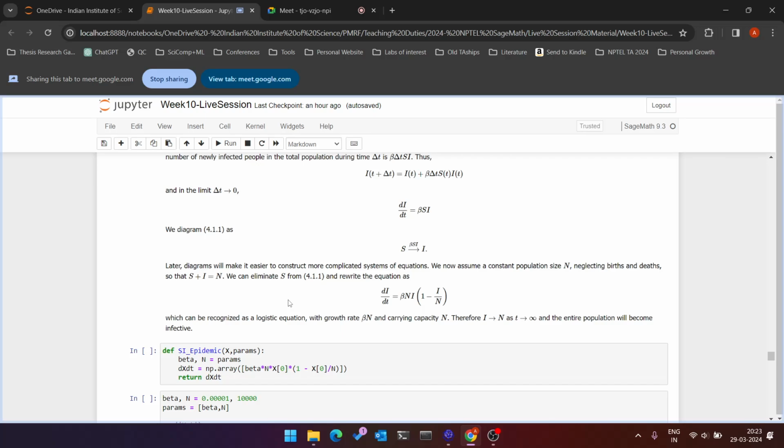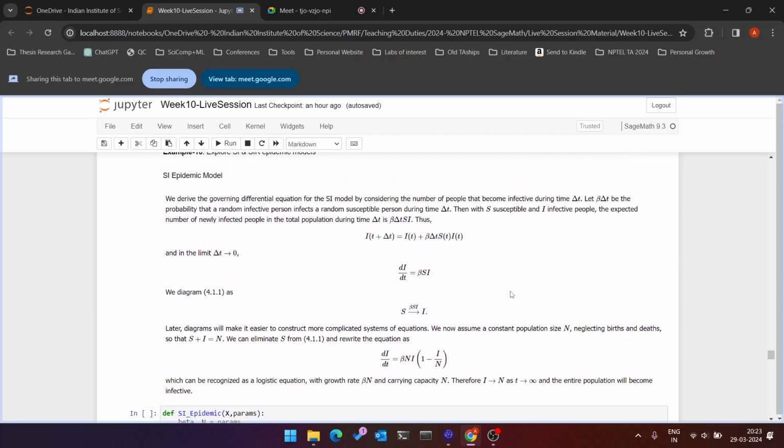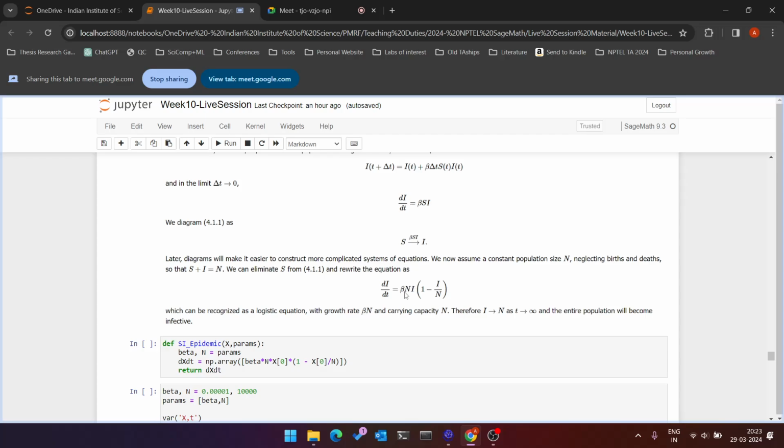We also have this very simplified model wherein we assume a constant population N. If you have a fixed population capital N, you will either have people who are already infected, denoted by I, or people who are susceptible to the infection, which is S. So S plus I gives N. And then dI by dt, the rate of increase of infected, is given as beta N I times 1 minus I by N. This is basically a logistic equation with beta N as the growth rate, and we expect dI by dt to go to 0 as I tends to N. So, as t goes to infinity, the entire population should become infected.